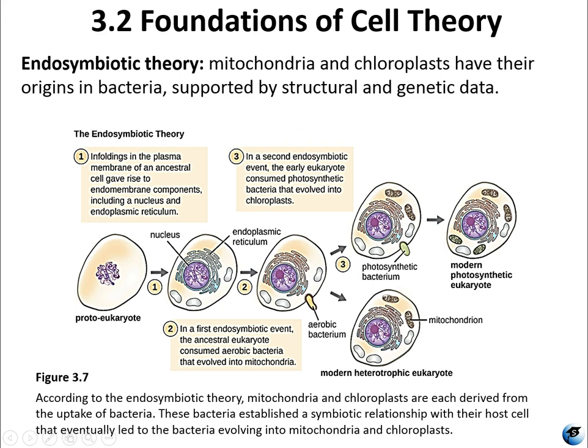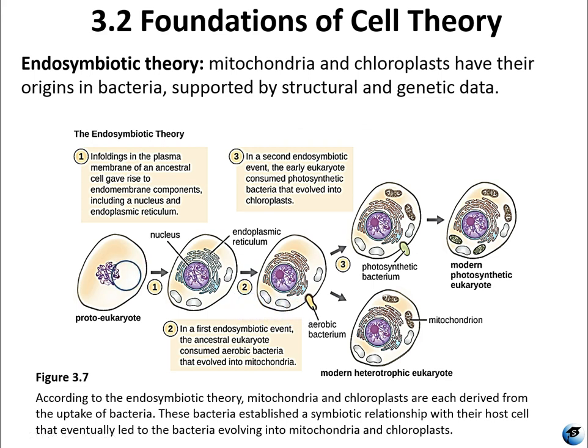So have a look at figure 3.7. I'll just go through it really quickly. It says that, way back, like early Earth times, you had what was known as a proto-eukaryote. So they were just beginning to get to the stage where they were forming nuclei. And then there were infoldings in the plasma membrane of the ancestral cell that gave rise to these endomembrane components. So this is where you started to first see features that are found in modern eukaryotic cells, subcellular structures, organelles, and things. And it started with an infolding of plasma membranes.